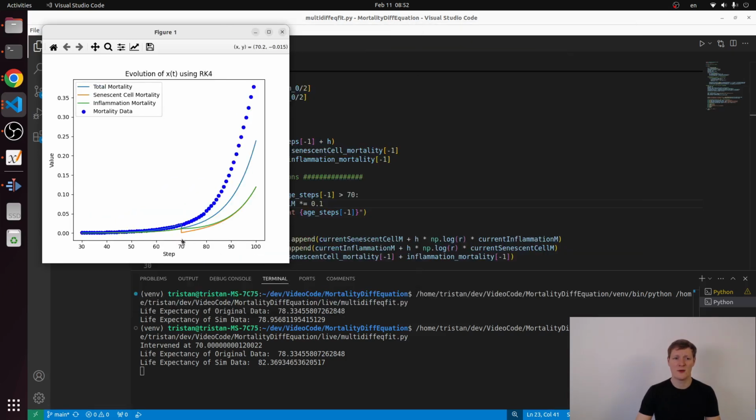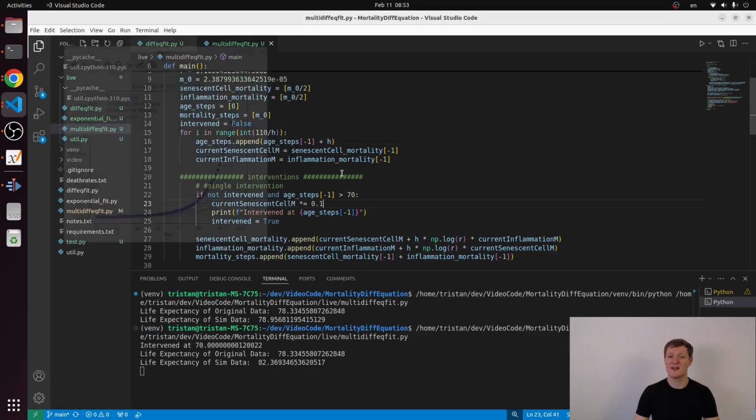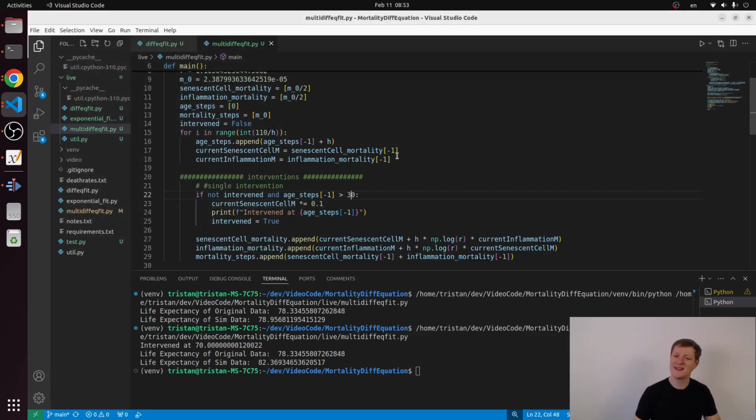So in our graphs, it's not that much of a surprise. We see here this sharp drop in senescent cell mortality, and then of course, because our senescent cells dropped, our inflammation now increases much more slowly. And overall, we gained a nice boost in life expectancy of 4 years. But then again, the interesting part from this simulation is that now I can try the different ages. And I hinted at that before.